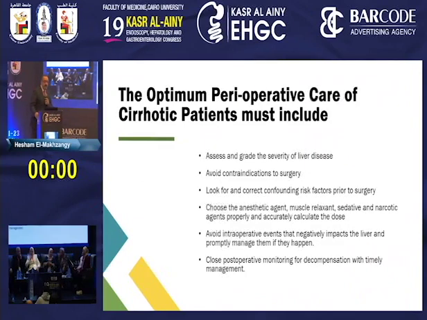So this is my final slide. This is the answer to the question I was giving. What is the optimum perioperative care of cirrhotic patients? It must include first the assessment and grading of severity of liver disease, avoiding the absolute contraindications to surgery, looking for and correcting the confounding risk factors prior to surgery, choosing the proper anesthetic agents, the proper muscle relaxant, the proper sedative, and the proper narcotic agents, avoiding intraoperative events that can negatively impact the liver, like hypotension during surgery or bleeding. And finally, close post-operative monitoring for any signs of decompensation and managing it in a timely manner.